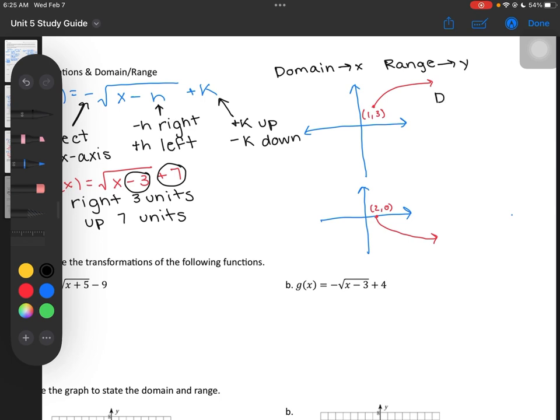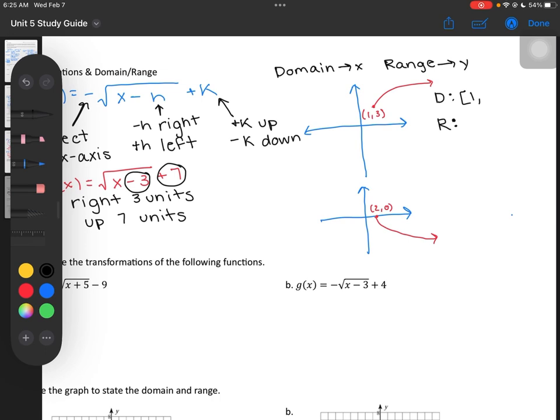So first, let's start with domain. If I go to the end point of my radical, it's right here at 1, 3 in this first picture. So the smallest x value that I see on this graph is 1. I use a bracket because there's a closed circle there. If there was an open circle, I would use a parenthesis.